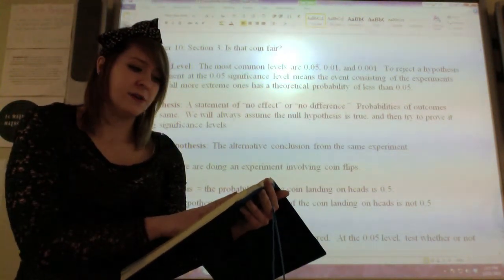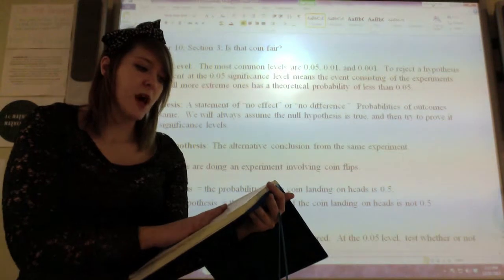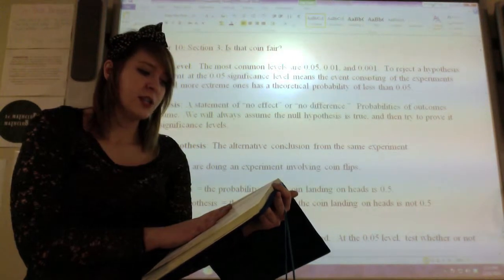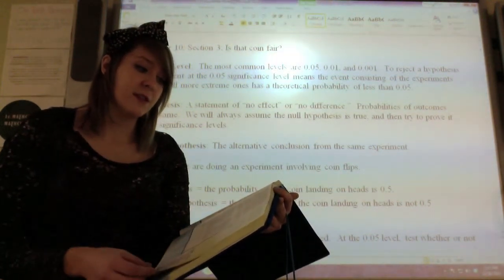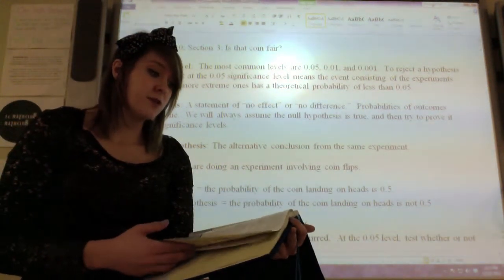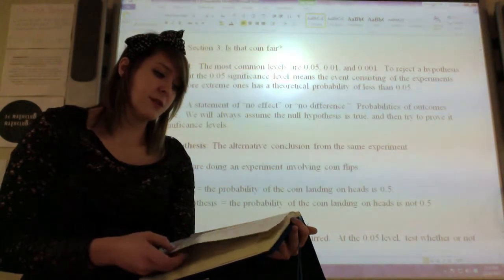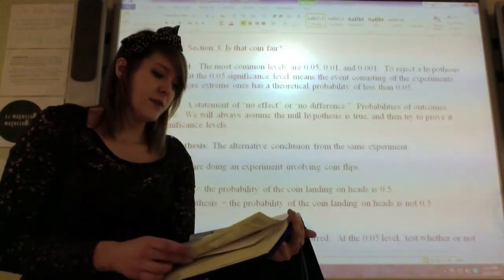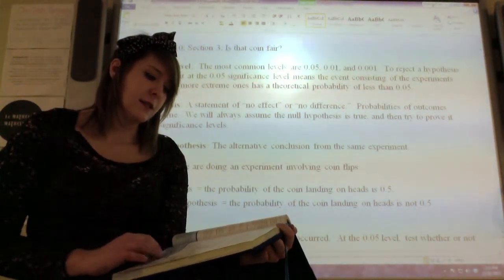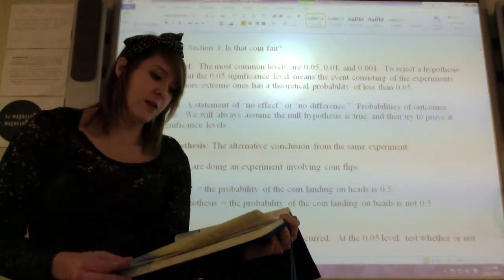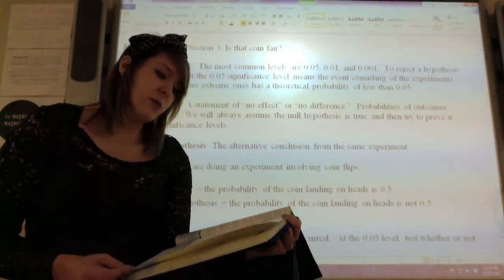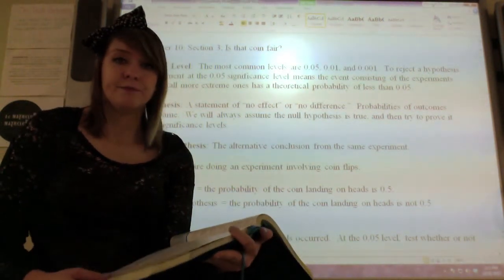The level chosen is called a significance level for a hypothesis. The most common significance levels are 0.05, 0.01, and 0.001. To reject a hypothesis for an experiment at the 0.05 significance level means that the event consisting of an experiment's outcome and all of the more extreme outcomes has a theoretical probability that is less than 0.05. Significance levels are often set before an experiment to avoid debate after the fact. For instance, in example 1, if the significance level 0.05 had been agreed to before testing the coin, and 39 heads appeared in 100 tosses, you would be obliged to reject the hypothesis that the coin is fair.